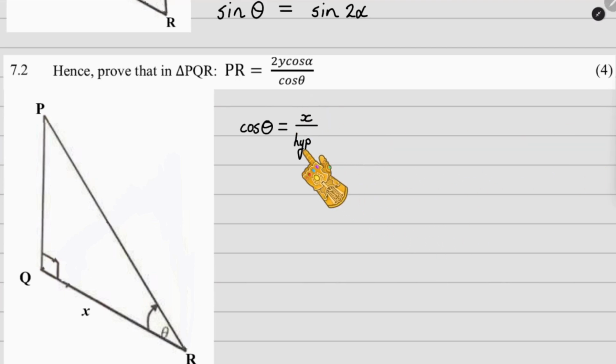And the hypotenuse of our triangle is PR, so we just fill in PR there. Now I want to get PR on its own, so I can literally just swap it with cos theta. It's a shortcut of cross multiplying. I'll show you the long way quickly in case you are interested.